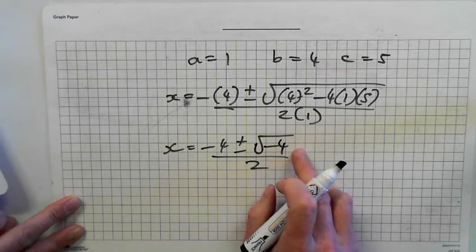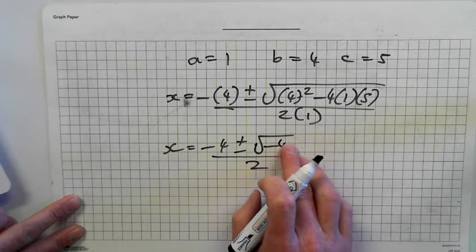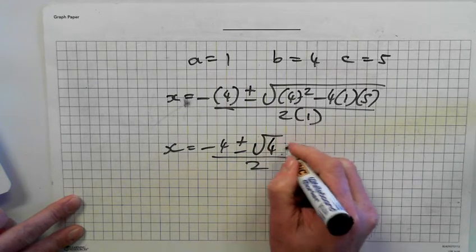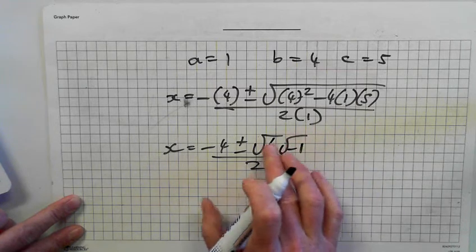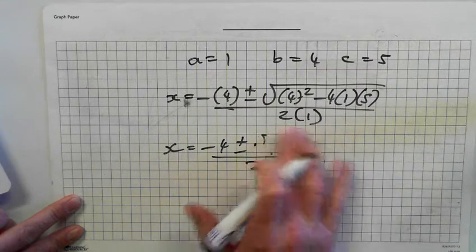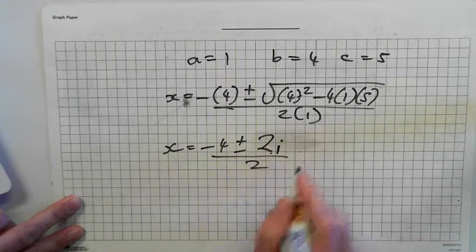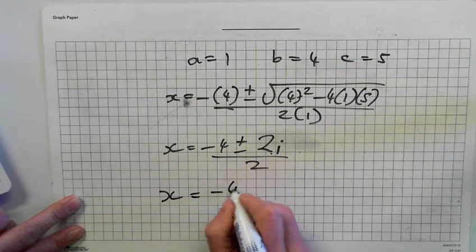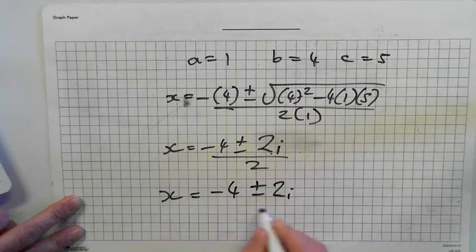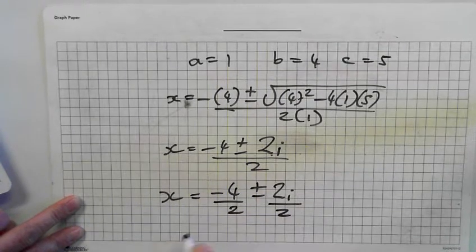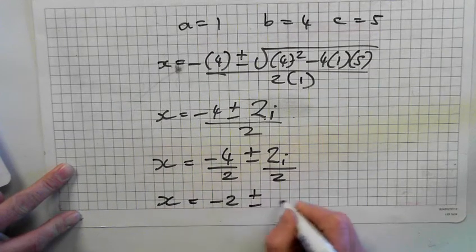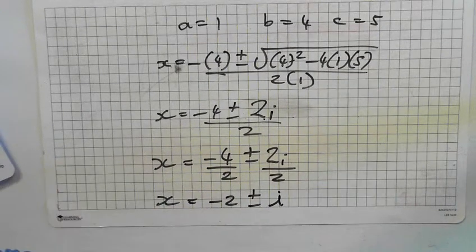What's the square root of minus 4? It's going to be the square root of 4 times the square root of minus 1, which is also equal to 2i. Alright, so I'll break it up just for those who are not still following. Minus 2 plus or minus i.